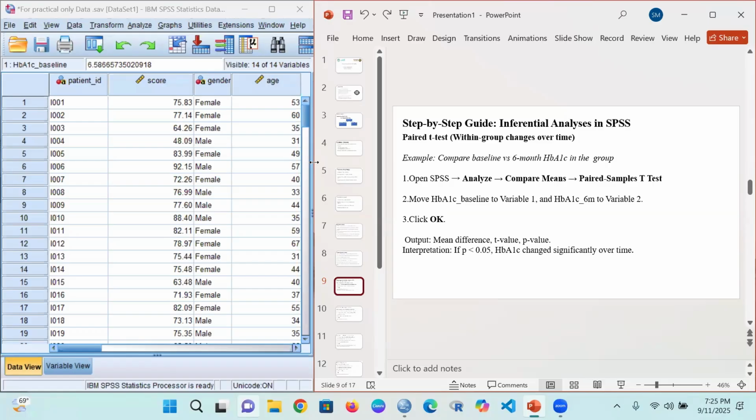The paired t-test is whereby we want to compare the analysis within groups. Like in our case, we want to compare the baseline versus 6 months, that is the HbA1c in the groups. So first of all, when you want to analyze the paired t-test, I think this screen is enough. Someone, you can tell me whether this screen is enough for SPSS so that everyone can understand the steps that we are using.